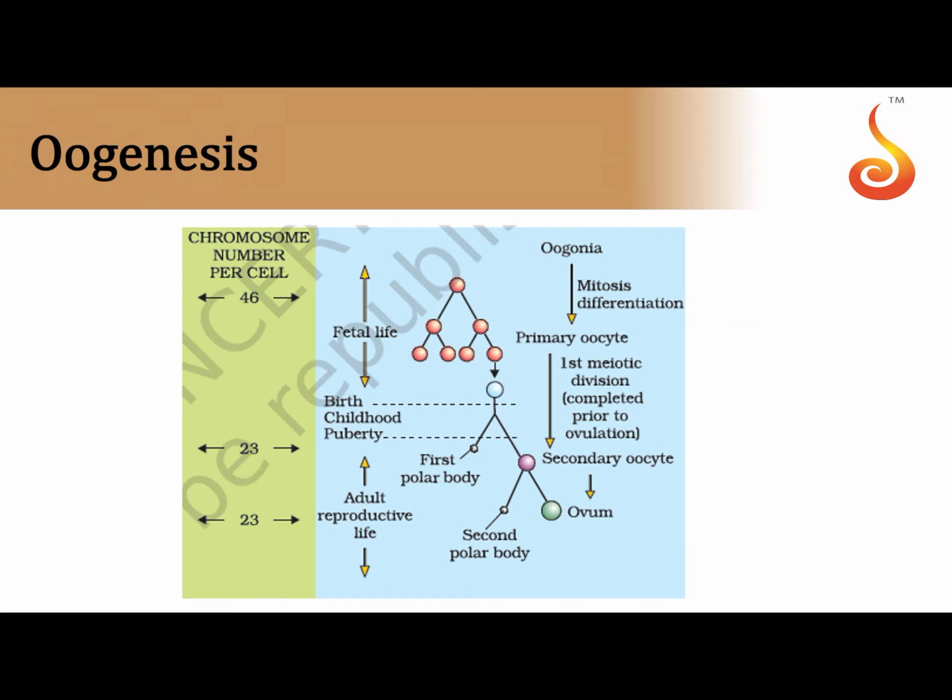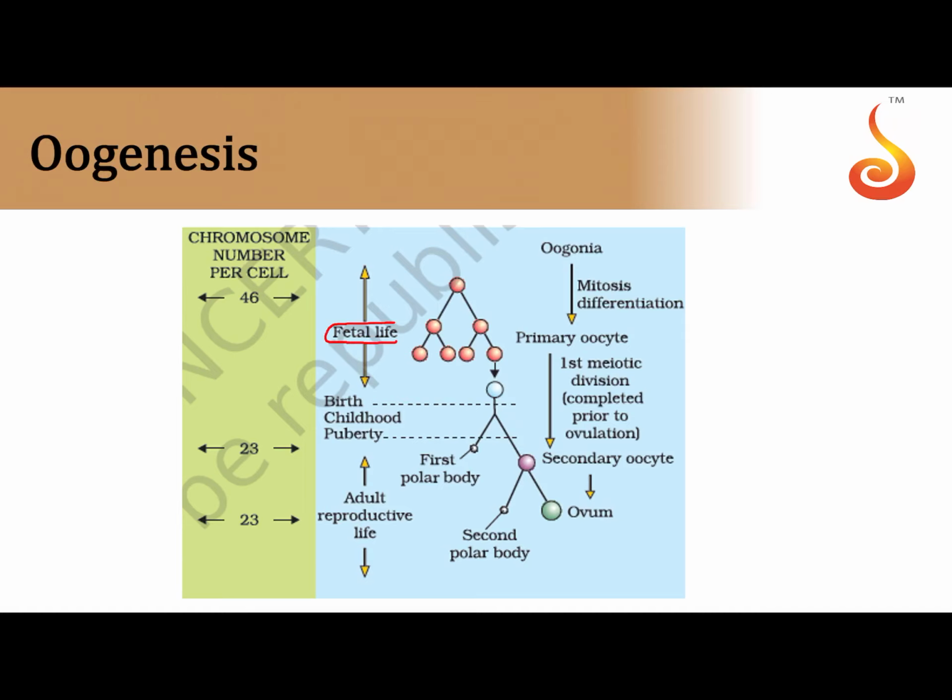So what is oogenesis? The process of formation of a haploid functional ovum from diploid female germ cells or oogonial cells is referred to as oogenesis. Now the first thing you all have to notice is oogenesis occurs along different time points. Notice the flowchart, all of you.